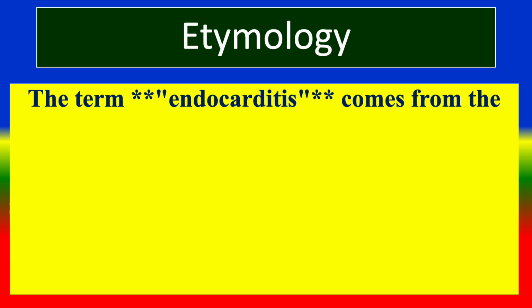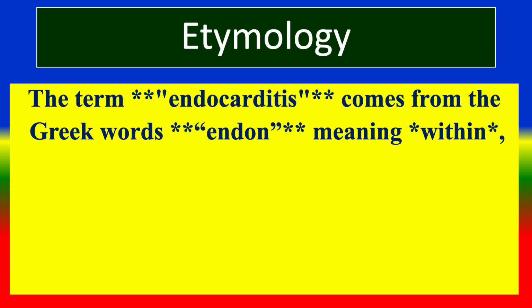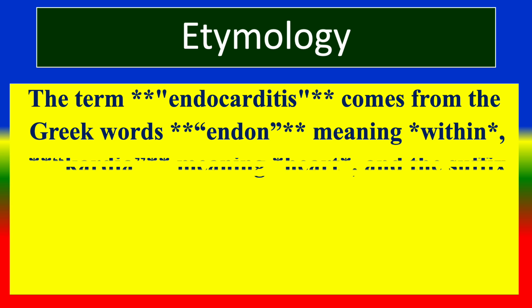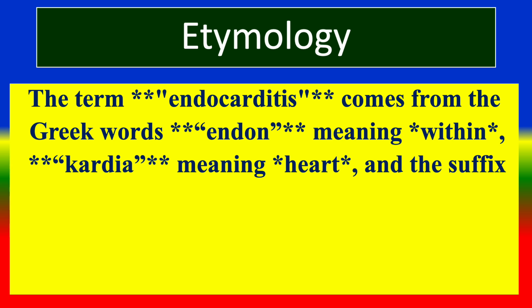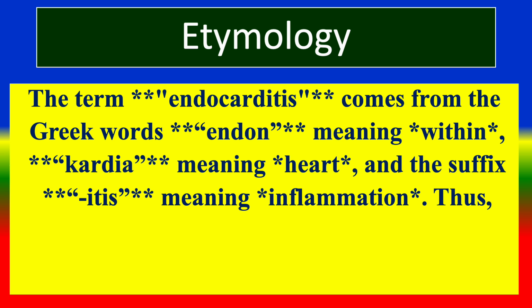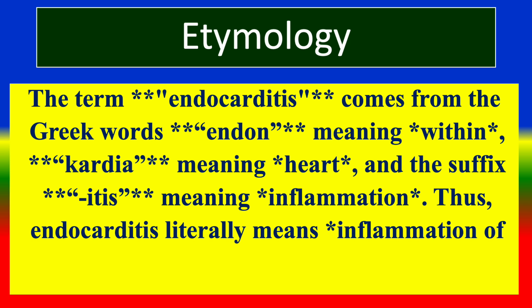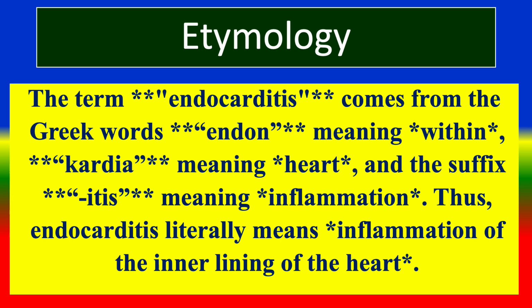Etymology: the term endocarditis comes from the Greek word endon meaning within, cardia meaning heart, and the suffix itis meaning inflammation. Thus, endocarditis literally means inflammation of the inner layer of the heart.